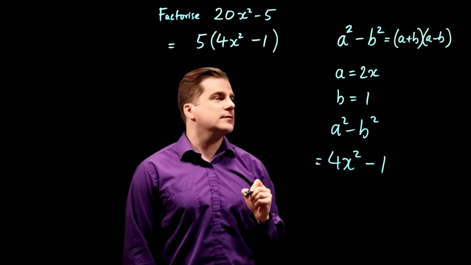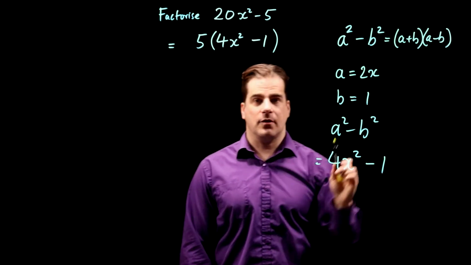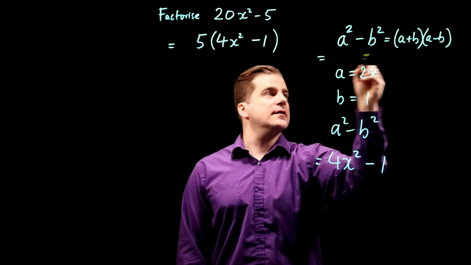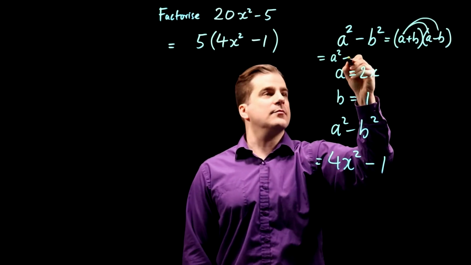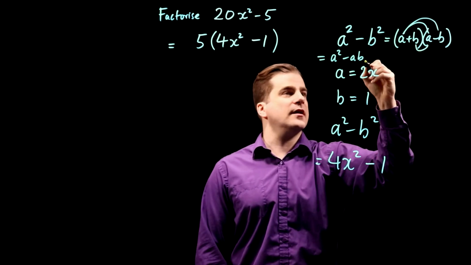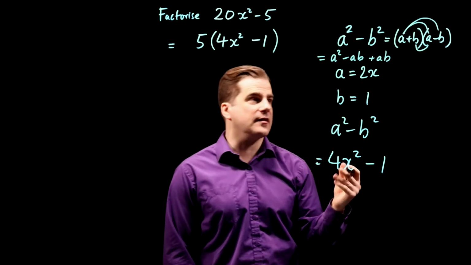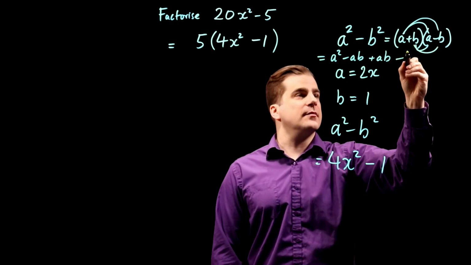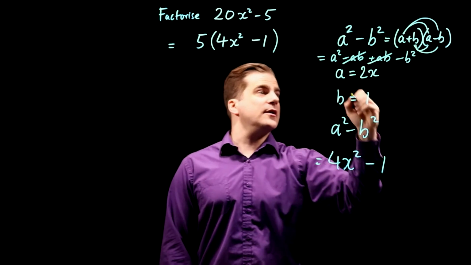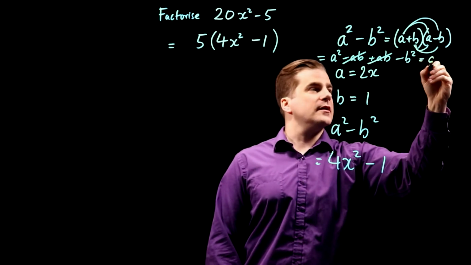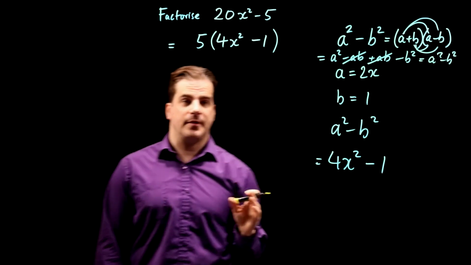Okay? And I'll prove it to you. Let's multiply this out and see what we get. A plus b times a minus b is equal to a times a is a squared, a times minus b is minus ab, b times a is plus ab, order of multiplication doesn't matter, b times a is equal to a times b, plus b times minus b is minus b squared. Plus ab minus ab cancel, and we're just left with a squared minus b squared. So a difference of two squares you can factorise immediately. It's a plus b times a minus b.